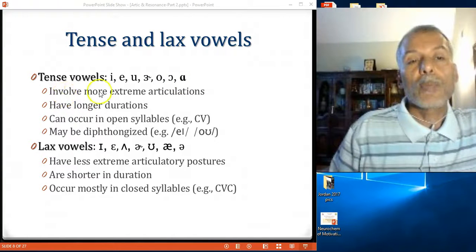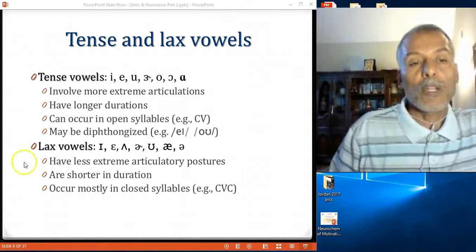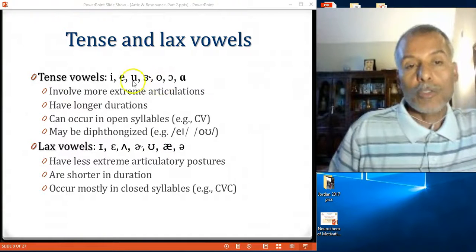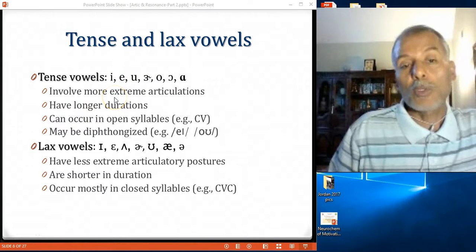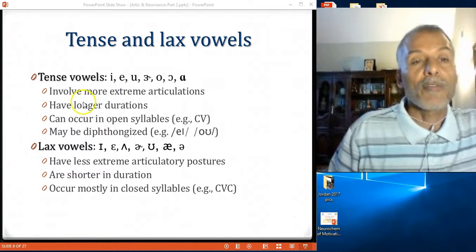So these tense vowels, 7 of them, there are also 7 lax vowels. I expect you to know each one, to be able to list all of the 7 and give me examples of each one of these, of words that have them.